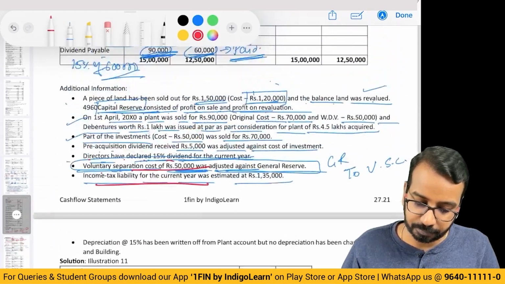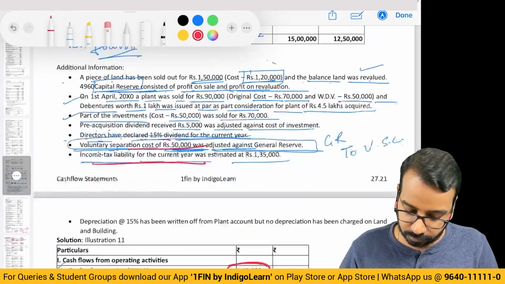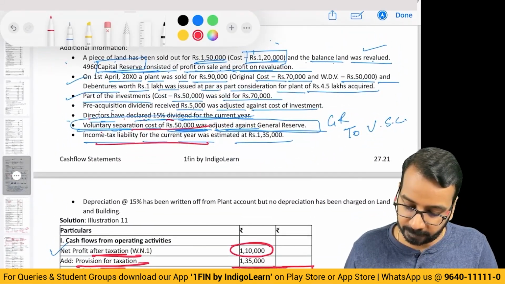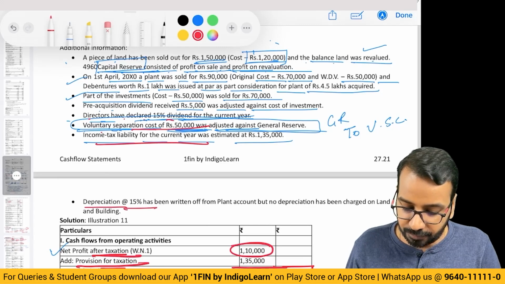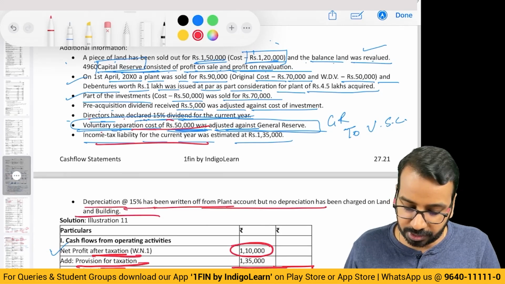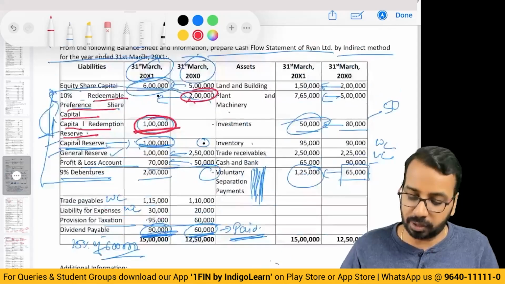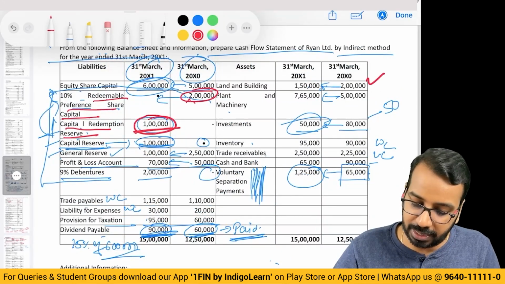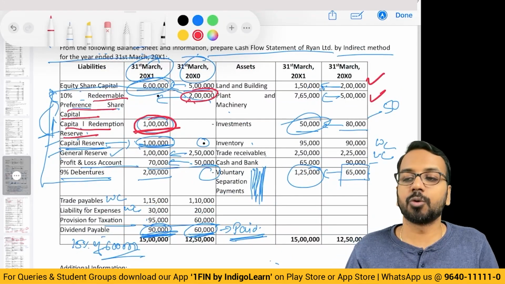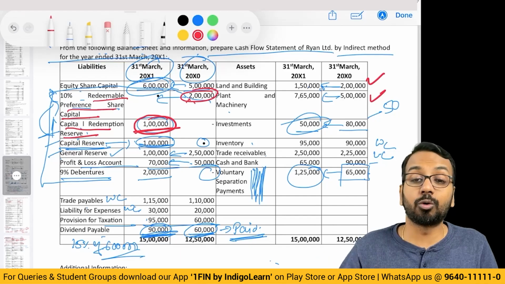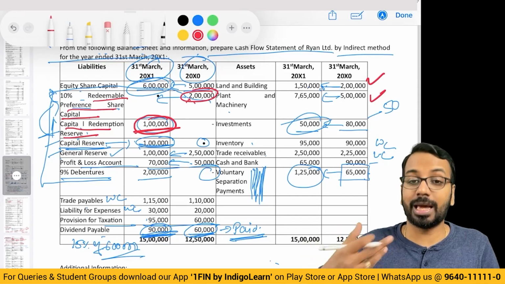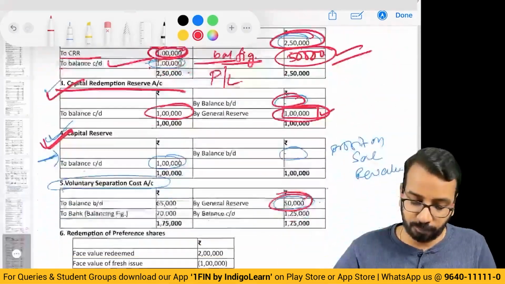Then depreciation at 15% has been written off from plant account, but no depreciation has been charged on land and building. Now what we also need to do is we need to prepare land and building account, plant and machinery account, so that we get to know how to prepare or how to calculate the depreciation account.